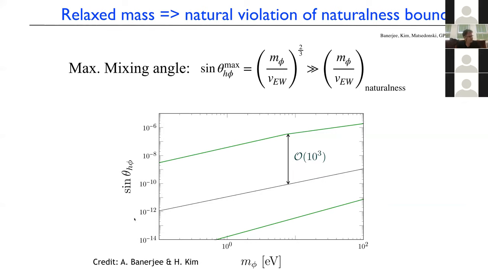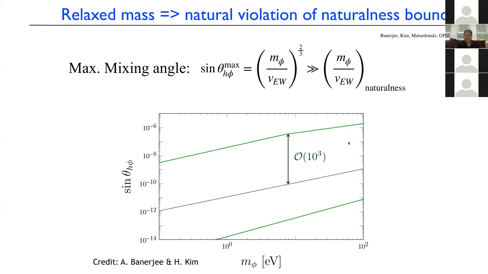So again, sine theta, the same parameter as a function of phi. The black line here would be the naturalness line naively. And the green line is where you in fact find the maximum mixing angle, now accounting for this shallowness of the potential. And remember, I promised you that it's not going to be a negligible effect. It's a factor of 1,000. So if your whole experimental signature depends on large mixing angle, then you are in a very good shape now.